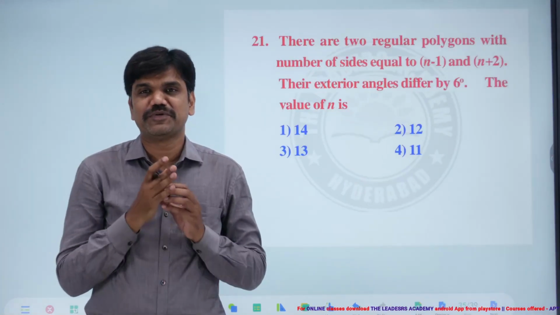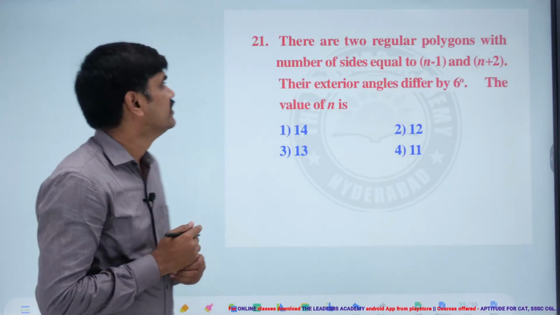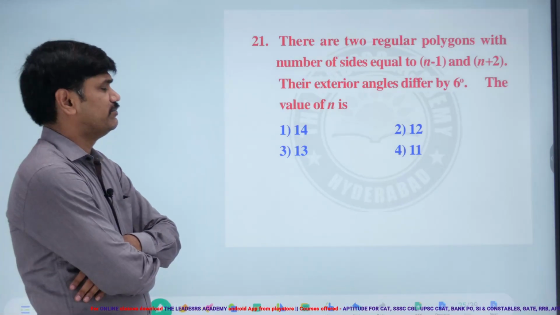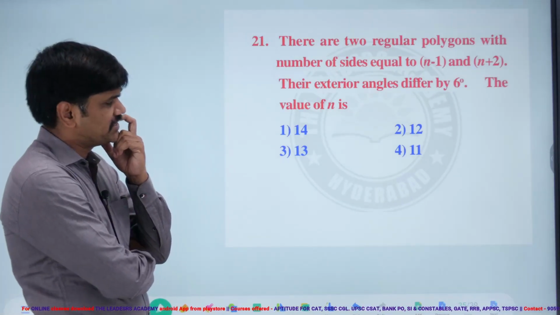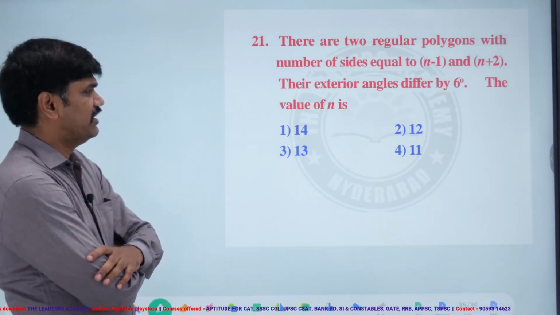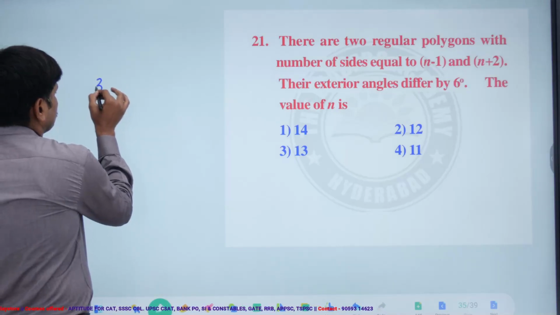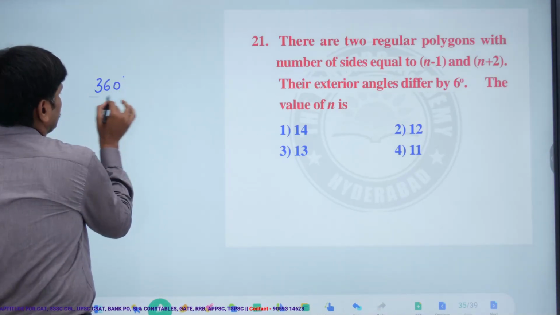Next, let's go ahead with problem number 21. There are two regular polygons with number of sides equal to n minus 1 and n plus 2. Their exterior angles differ by 6 degrees. The value of n is? Okay. Exterior angle in the first case will be 360 by n minus 1.